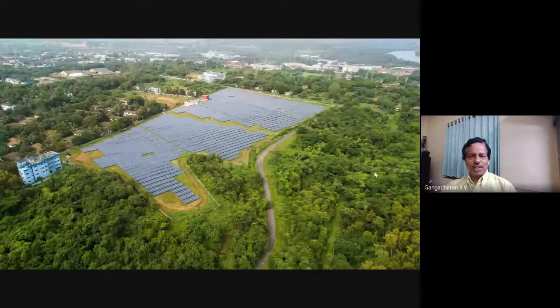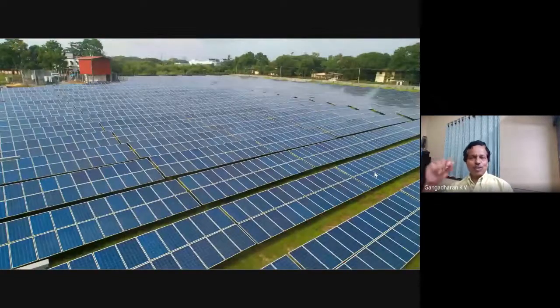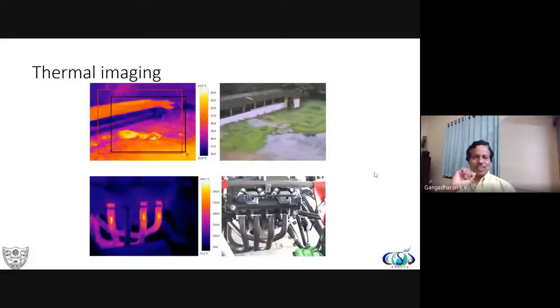Another view of that. And this is a closer view, which I started with. So this thermal imaging has also helped us in looking at different things.